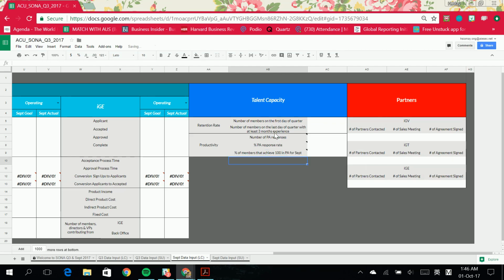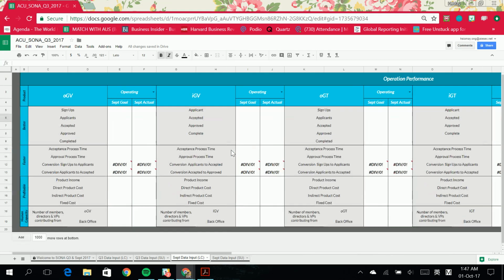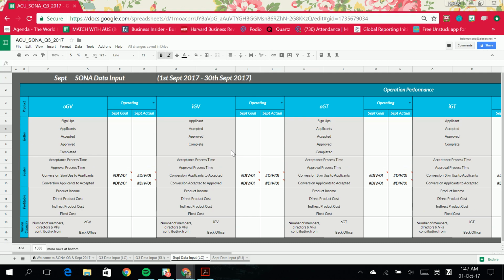So the difference is the number of members on the first day of September. Sorry, I missed that, but I will update it here. And then on the last day of the quarter, which was the last day of September, we only focus on September. So this retention for the month may not be as accurate as the one that you will see in the quarter. So here you only focus on the month of September itself.